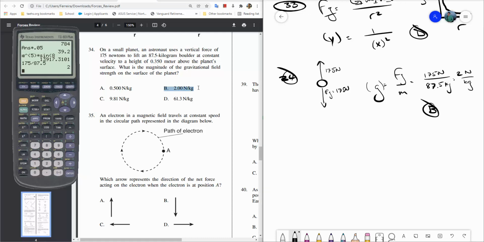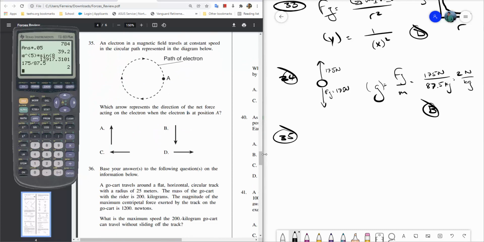35. An electron in a magnetic field travels at a constant speed in a circular path represented in the diagram. Which represents the direction of the net force acting on the electron when it's at point A? So, centripetal motion. Here's a circle. Here's an electron, it's pink. It's moving this way.